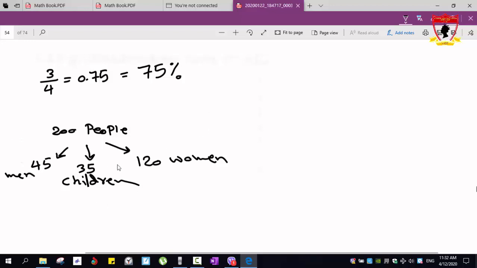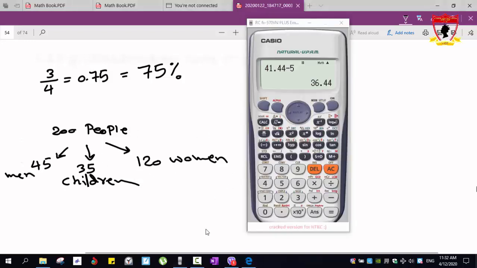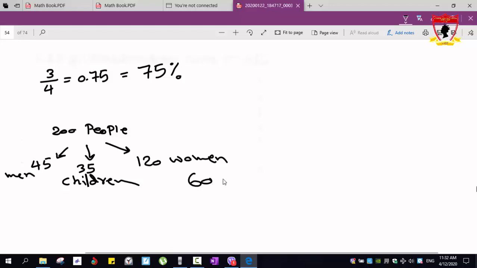To calculate these percentages, normally we can just divide 120, which is the number of women, by the total. 120 divided by 200 is equal to 0.6, times 100 to get the percentage. Women are 60% in this population.